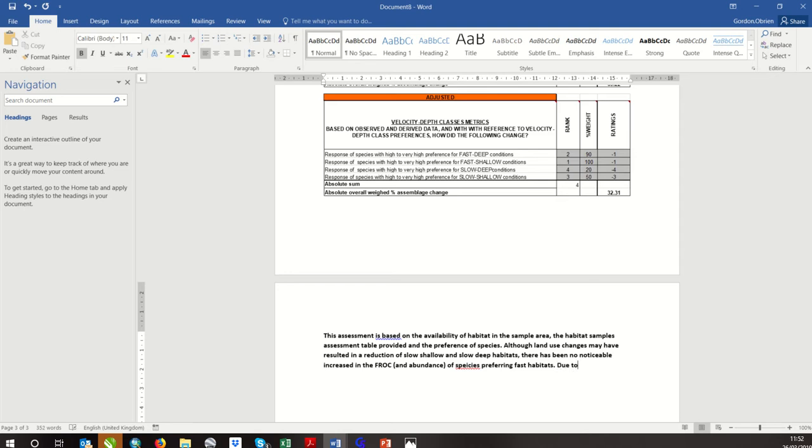I hypothesize that there may only have been a slight change to fast habitats, possibly an increase, and a slight decrease in slow habitats.